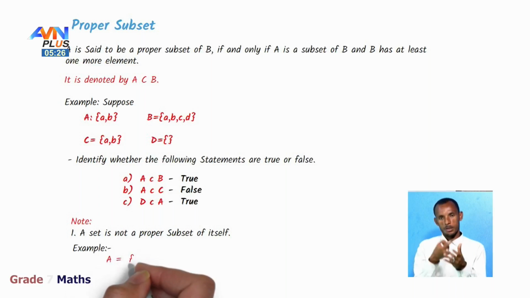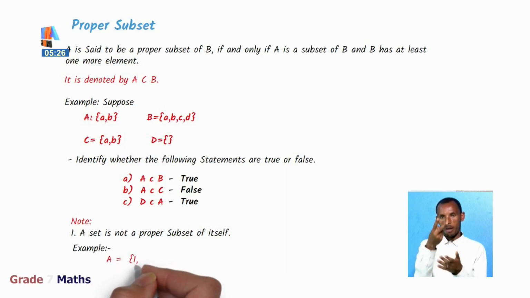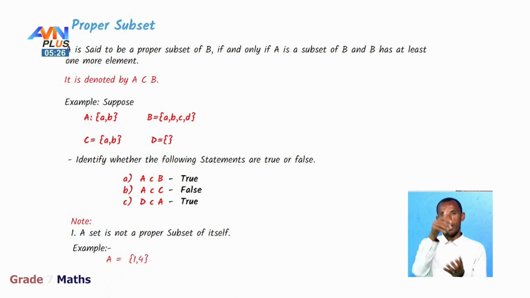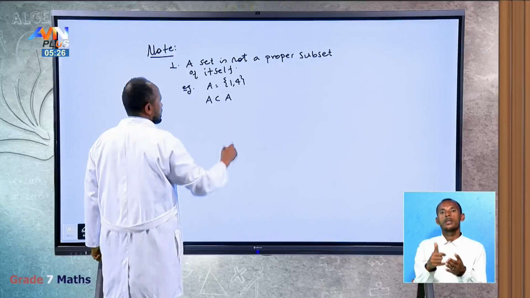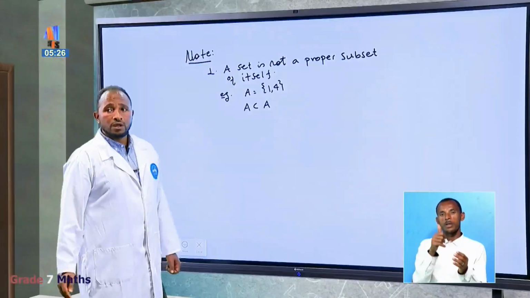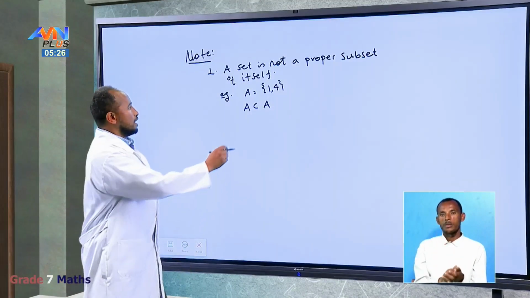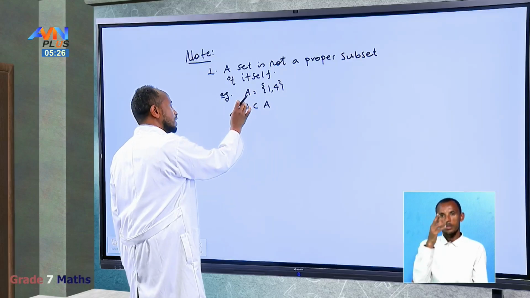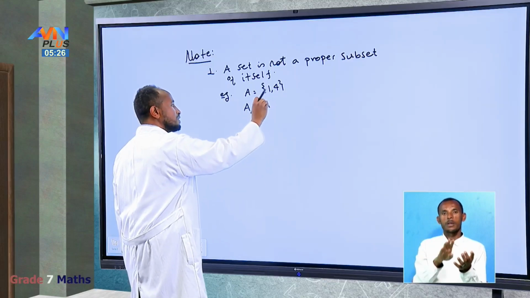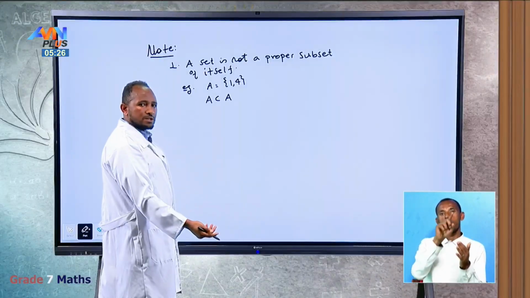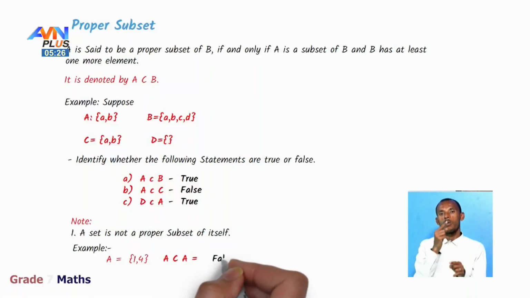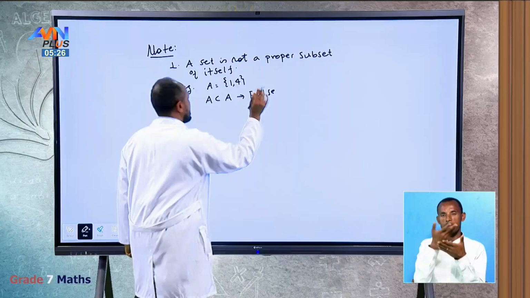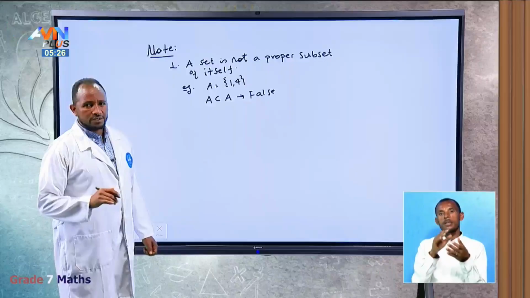For example, if you take this one, set A contains the elements 1 and 4. So if you say like this, A is a proper subset of A, this is wrong. It's not a proper subset of itself, because set A contains 1, 4, and set A contains 1, 4. This set has no more elements. Because of that, it's not correct. Therefore, this is a false statement. So a set is not a proper subset of itself.